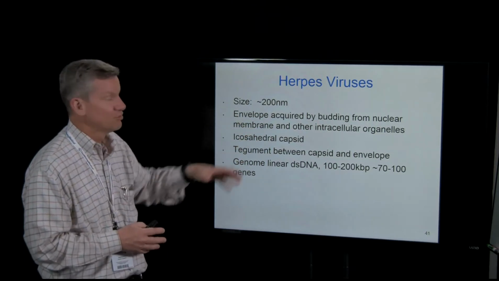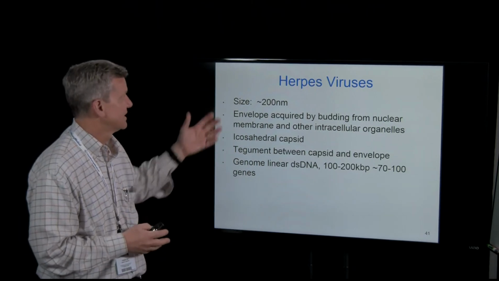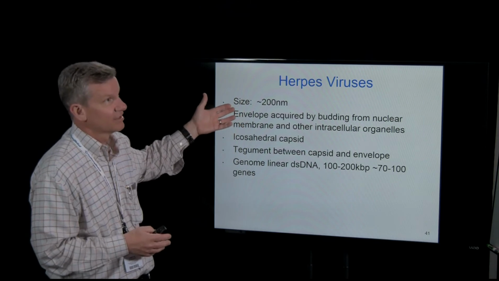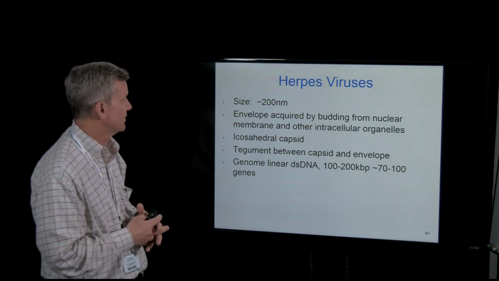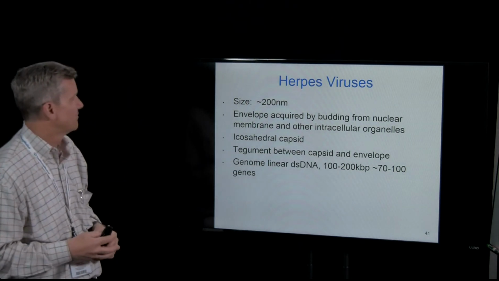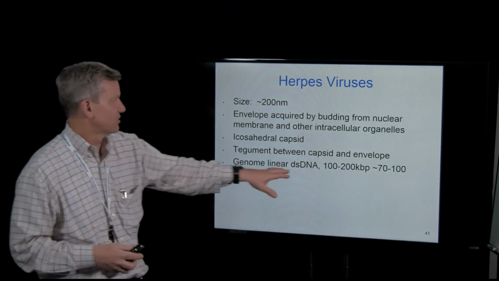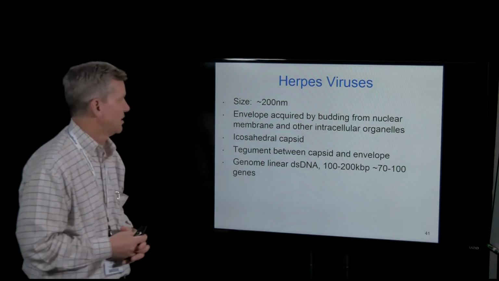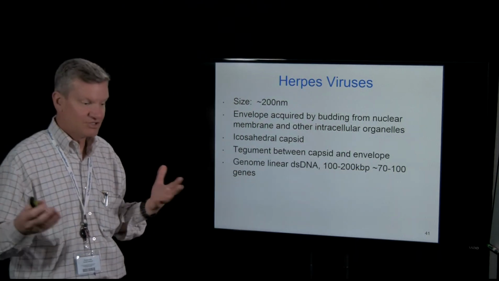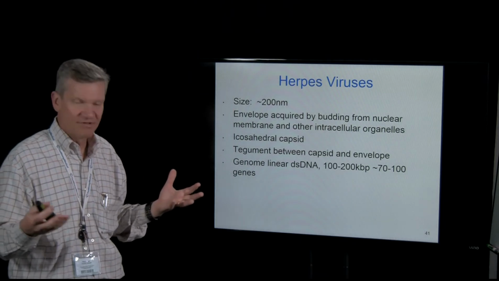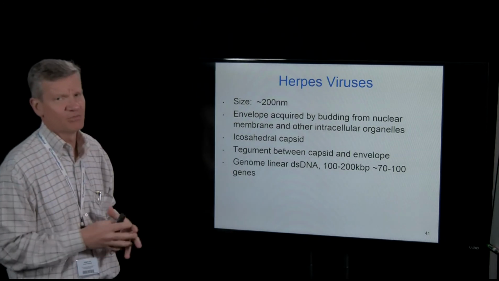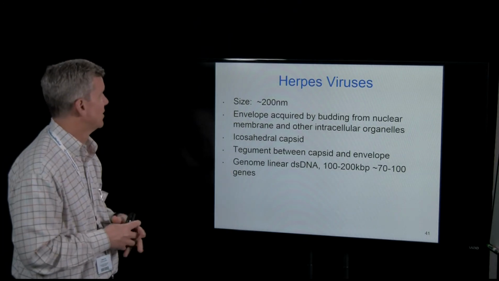They're big. They're 200 nanometers. They're twice the size of HIV. The genome size is, I think, about tenfold what HIV is. HIV is about 10 kb, and herpes viruses are between 100 and 200 kb. 70 to 100 genes. I mean, think about HCV that only had like 7 to 10 genes. This has 70 to 100 genes. So there's a lot about herpes viruses that we don't understand.